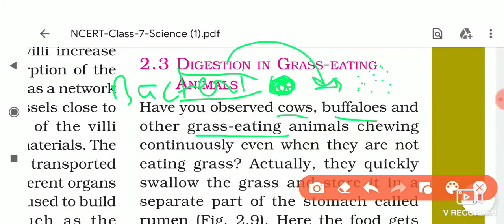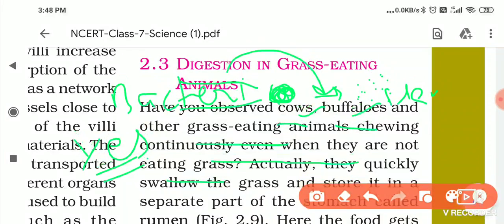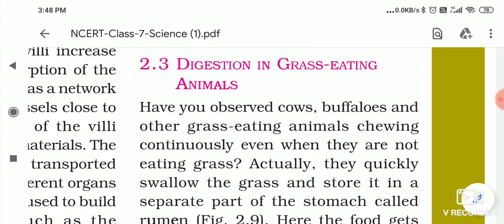are not eating grass? Our answer will be yes. First, cows and buffaloes are herbivores because they eat plants and plant products. Now the question is, why do they chew continuously even when they are not eating grass? Actually, they eat grass.